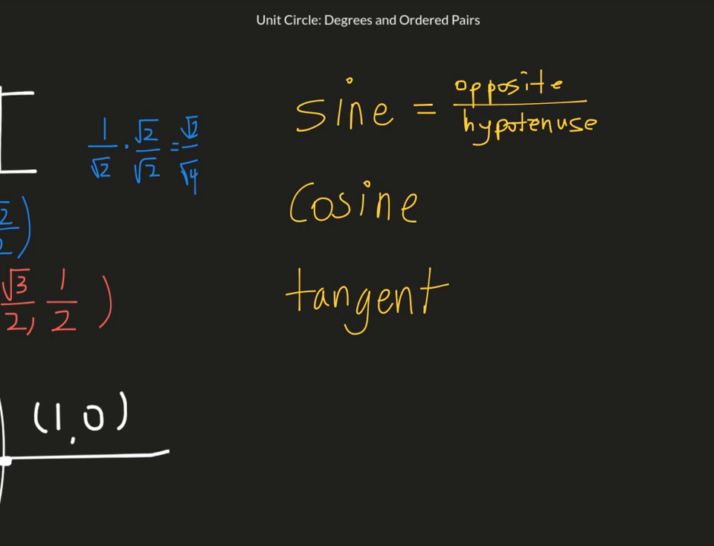The cosine is going to be the adjacent side. I'll give you an example here in a minute. And the length of the adjacent side of the triangle over the hypotenuse.